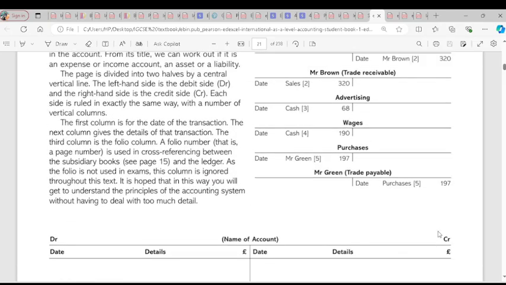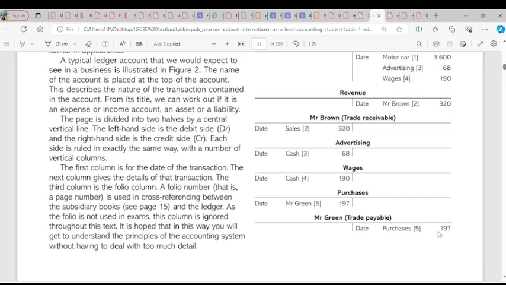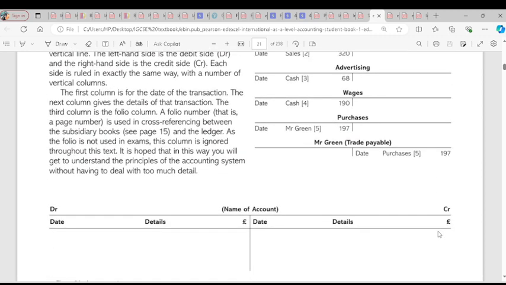So all these transactions we are looking at here. Now look at trade receivable. Trade receivable is Mr. Brown. He receives goods, yes or no? So he receives the goods, it's going to be debited. Yes. Trade payable, the supplier that sells to us, is a giver. It will be credited. So purchases will be on the credit side, sales will be on the debit side.